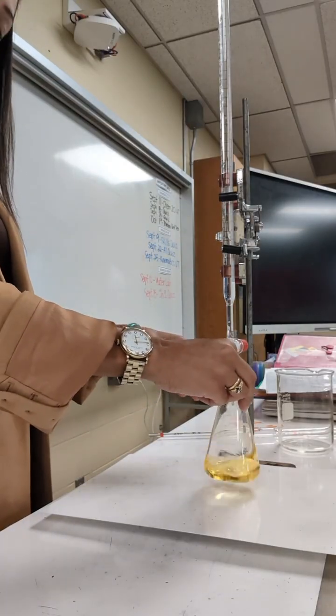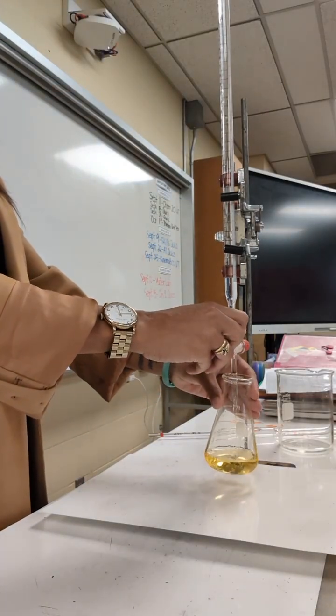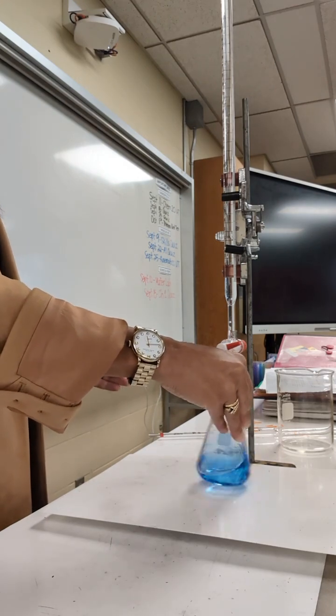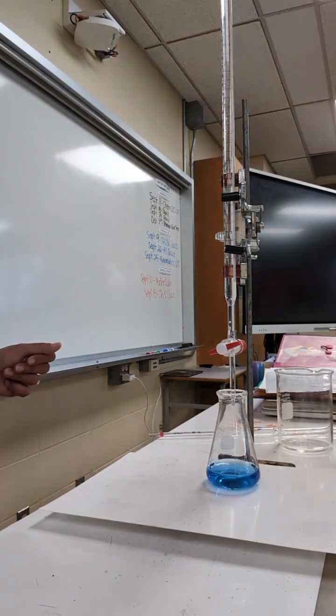But of course, because I'm doing a demo and getting distracted, I'm going to go a little bit faster. And what always happens is I pass my endpoint. So right before I got that blue color, I was around 15.1 milliliters, and I was able to use that in my calculation.